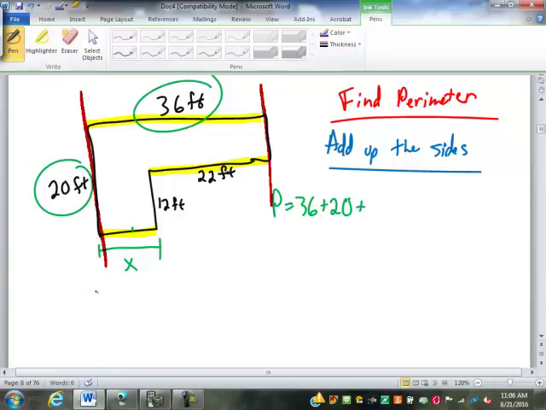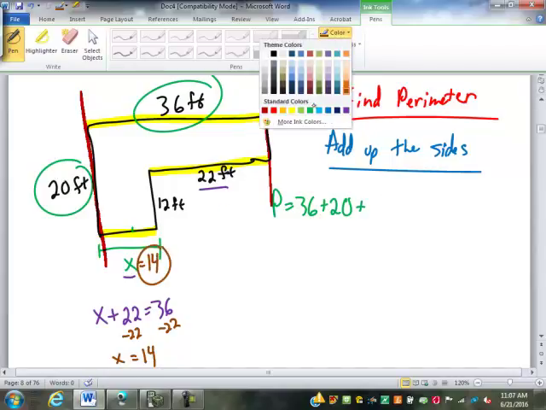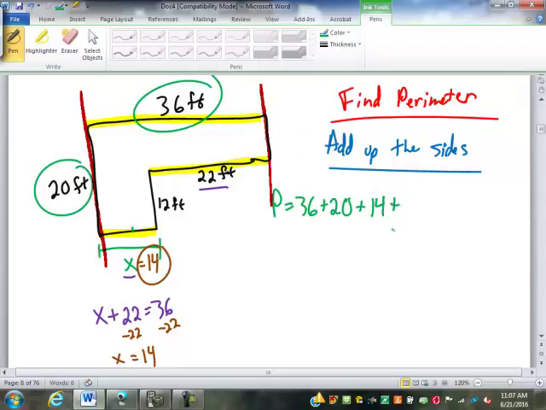So what we have there is that x plus 22 has to equal 36. But of course, to find x, you're just subtracting the 22, which means x is 14. So you're going to put 14 in here. What's the next side? 12 plus 22 plus, let's call this one y. How do I find out how long y is?